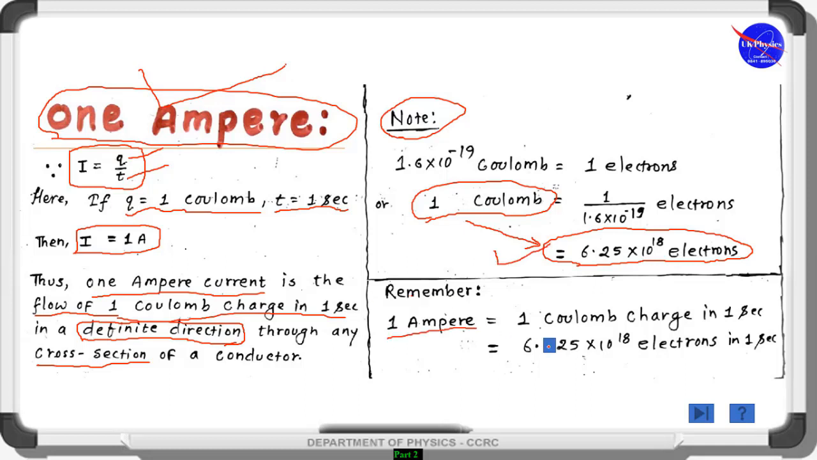Remember, 1 ampere current means 1 coulomb charge in 1 second. This is the definition. So finally we get 6.25 into 10 to the power 18 electrons in 1 second. So 1 ampere current simply means a flow of 6.25 into 10 to the power 18 electrons in 1 second. Please remember this value. Alright, I hope you understand this slide. Let's move on to the next.